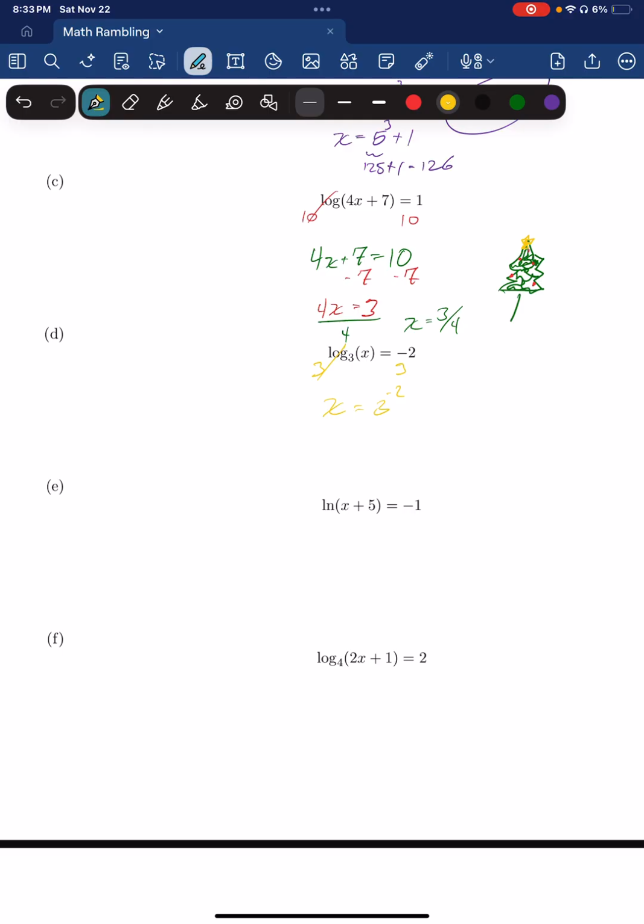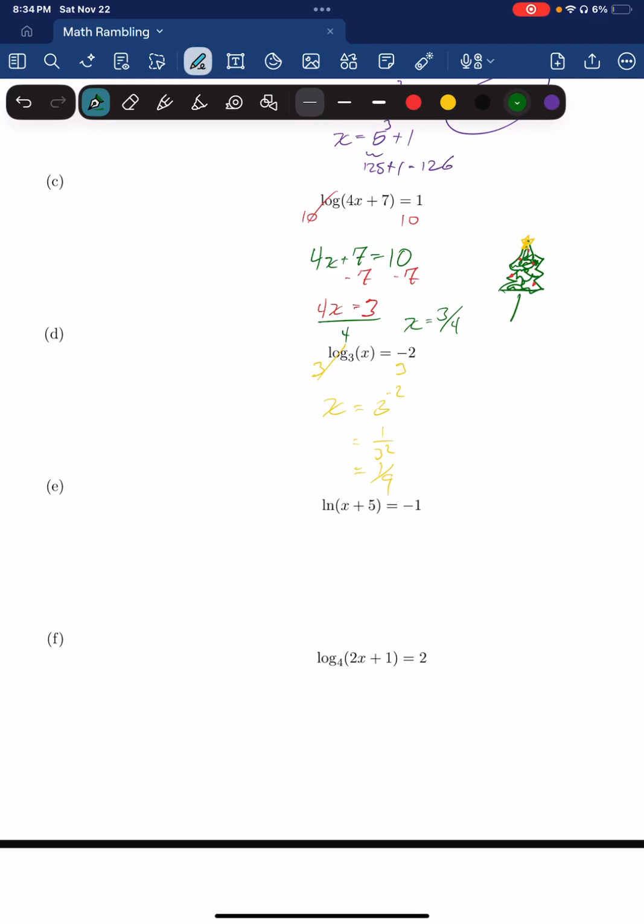3 to the negative 2. What is 3 to the negative 2? Good idea. I mean, good question. It's 1 over 3 squared. What is 1 over 3 squared? Well, 3 squared is 3 times 3. 3 times 3 is 9, so 1 over 3 squared is 1 over 9.